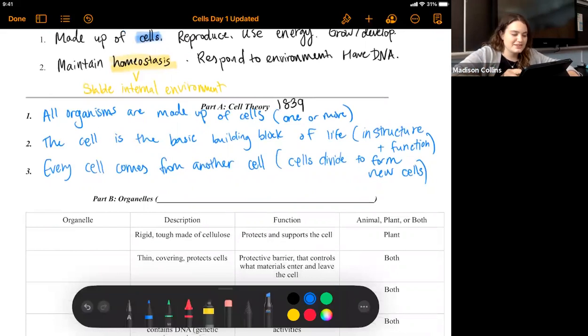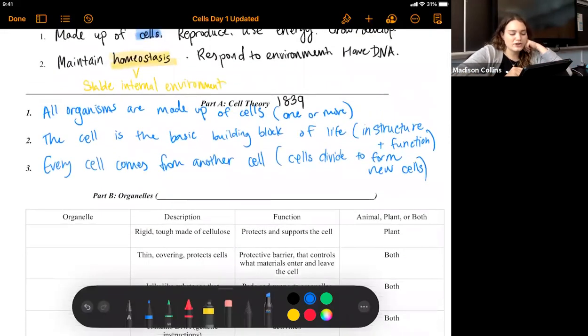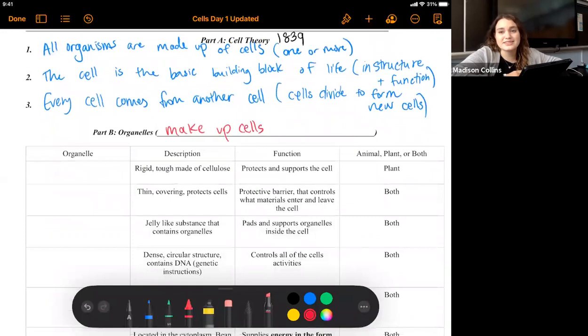All right, now we're going to transition into organelles. And you might be saying, what is an organelle? I thought we were talking about cells. I'm here to tell you, organelles are what make up cells. While cells are the building blocks of life, organelles are the building blocks of cells. So organelles are different structures that perform different functions in cells. They perform different functions.